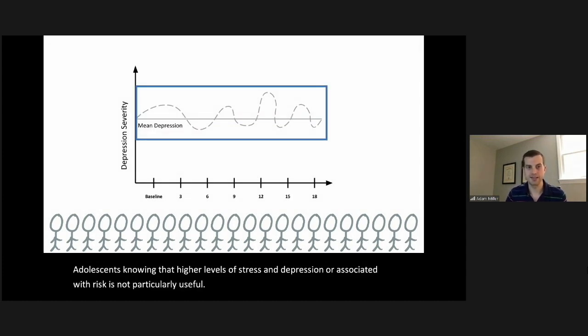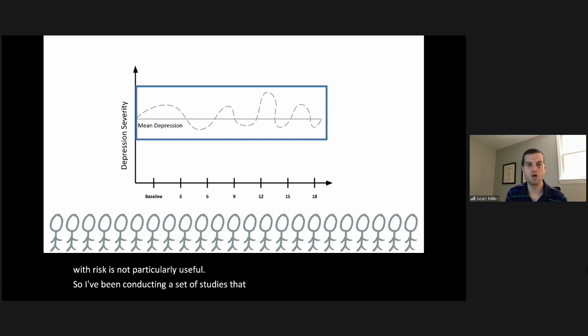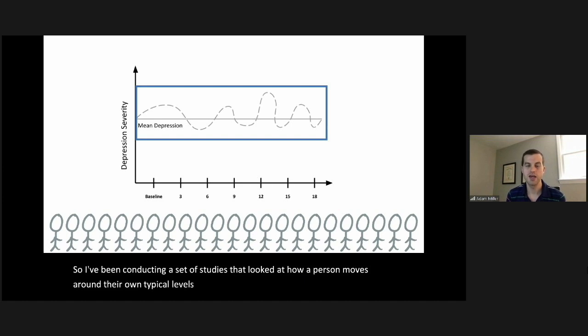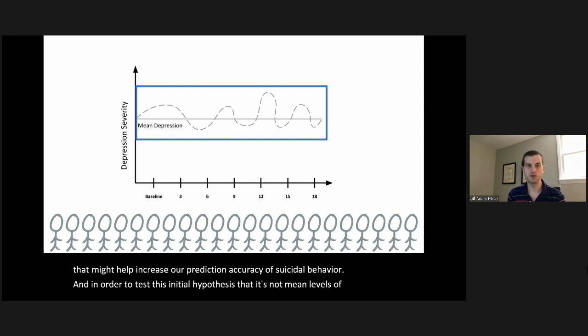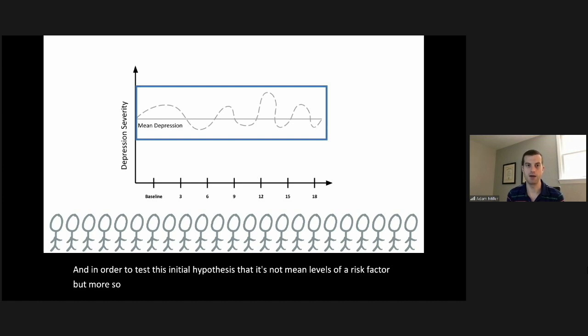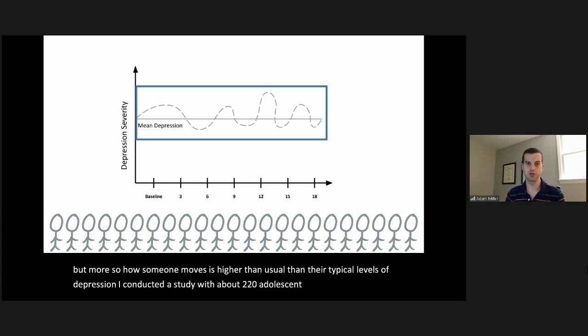So, I've been conducting a set of studies that's looked at how a person moves around their own typical levels of depression or stress, and wondering whether that might help increase our prediction accuracy of suicidal behavior. And in order to test this initial hypothesis, that it's not mean levels of a risk factor, but more so how someone moves higher than usual than their typical levels of depression, I conducted a study with about 220 adolescent girls who were at increased risk for suicide.